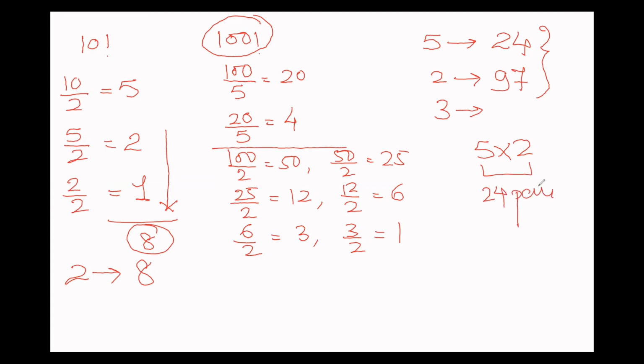So the answer for our question, in 100 factorial, number of zeros has to be 24, because 24 pairs of 5 and 2 are there. So 24 zeros will be there at the end of the product 100 factorial.